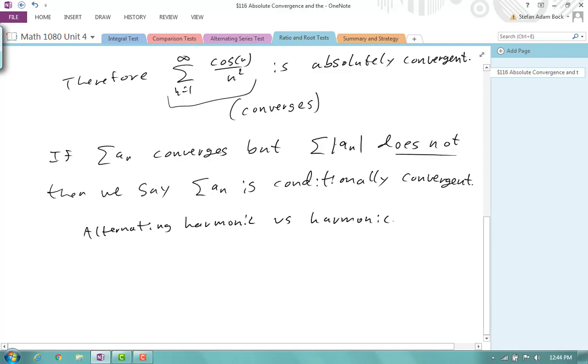The regular harmonic series is the absolute value of the alternating harmonic series, but the alternating harmonic converges by the alternating series test, and the harmonic series diverges by the integral test. So the book listed it as a theorem, but I just made it a note that if the series is absolutely convergent, then of course it must be regularly convergent, because the absolute value of the series is actually going to be a larger value than the original.